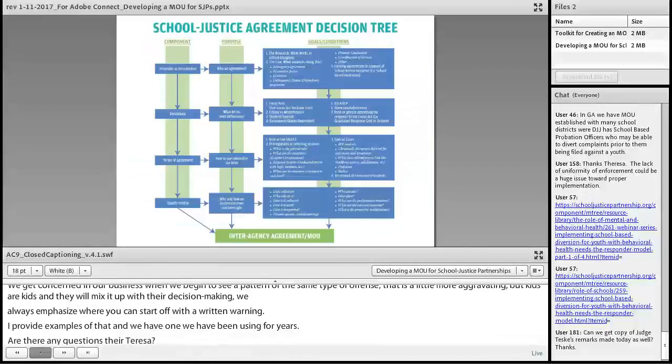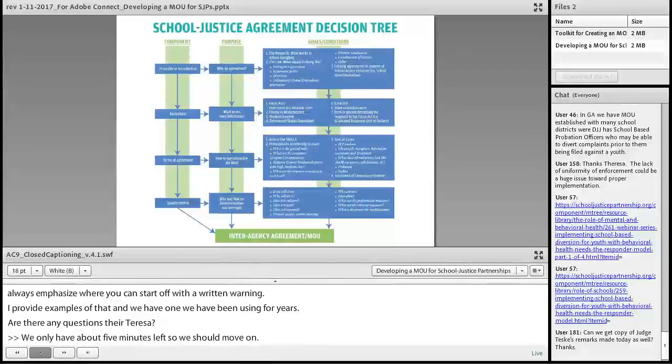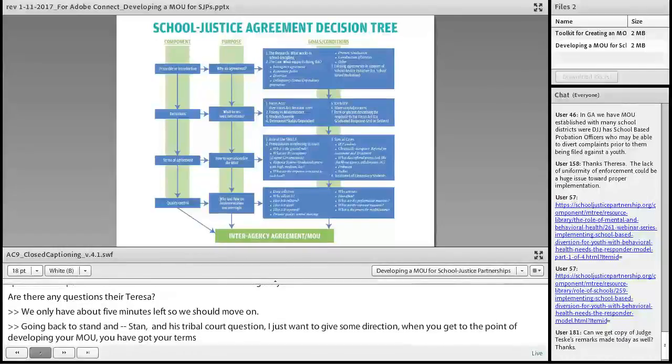So going back to Stan regarding the tribal court question, I know you have to kind of look in at this one, but this is your decision tree. Let me just say this. I can't go through everything, but I just want to give you some direction. When you get to the point of developing your MOU, after you've got your terms, you know your focus acts, notice how I've broken it down. There are the components of the school justice agreement: your preamble, your definition section, your terms of agreement, and your quality control section.